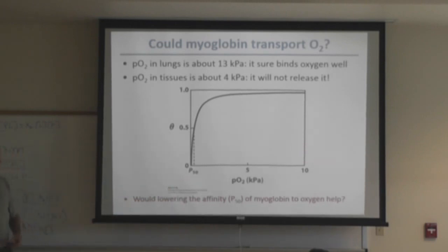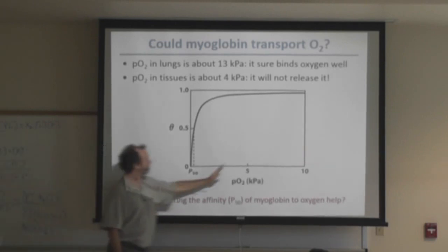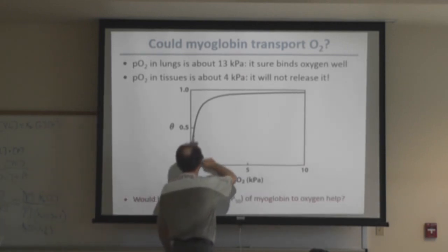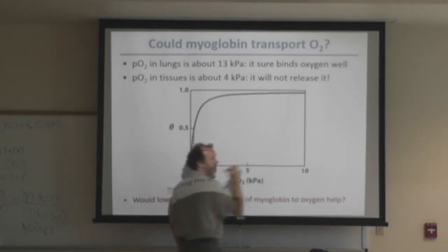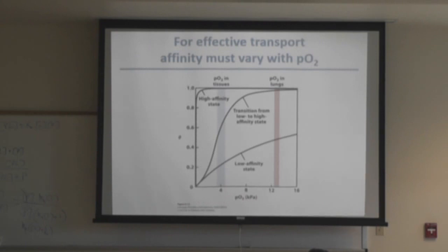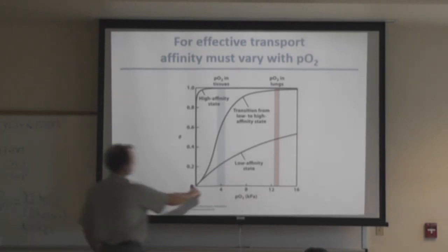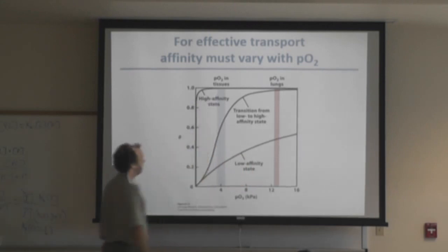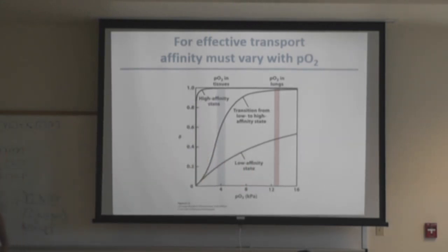So if you lowered the affinity of myoglobin, it could help, right? Because if you lower the affinity, this won't get saturated until much later. Does that make sense? It'll shift that curve basically to the left. Sort of like this, a lower affinity state, and then this is the high affinity state. And this is actually what you kind of see with hemoglobin.